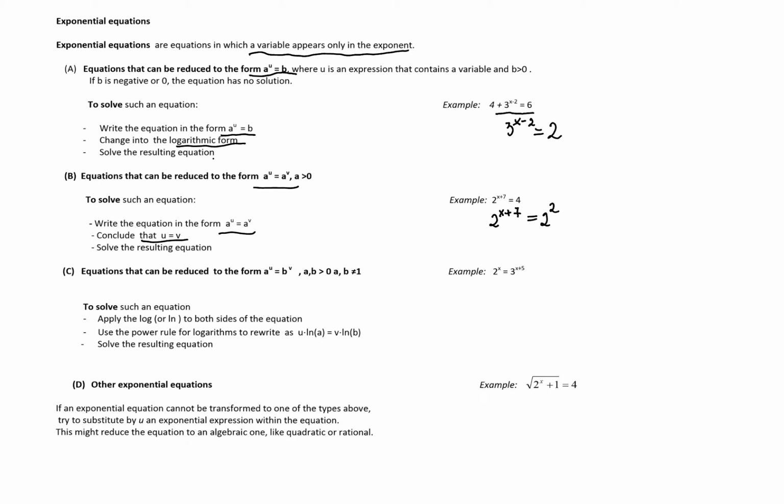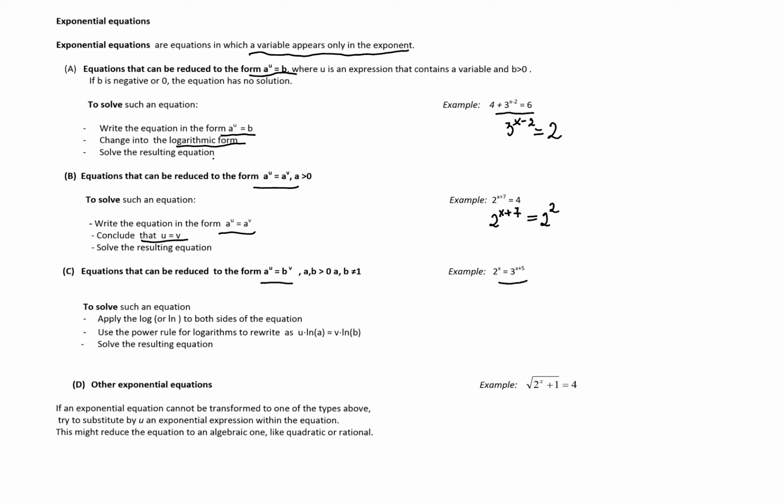And the third type of exponential equation we'll look at are equations that can be written in the form a to the power u is equal b to the power v, where a and b are positive numbers that are not 1 and u and v are expressions that contain a variable. For example, the equation 2 to the power x equals 3 to the power x plus 1 is of this type. There is nothing we should do here, it's already written in that form.